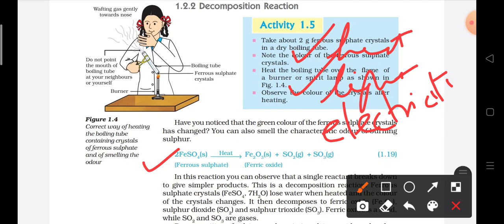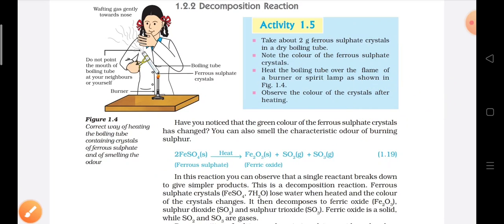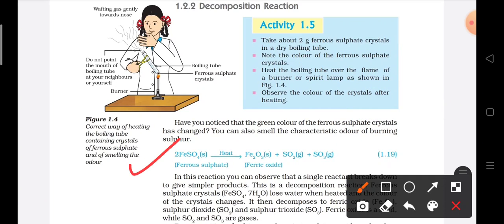Okay, where a single substance decomposes into two or more substances, it is known as a decomposition reaction. So let us discuss one decomposition reaction over here: iron sulfate, that is iron second sulfate, that is ferrous sulfate.